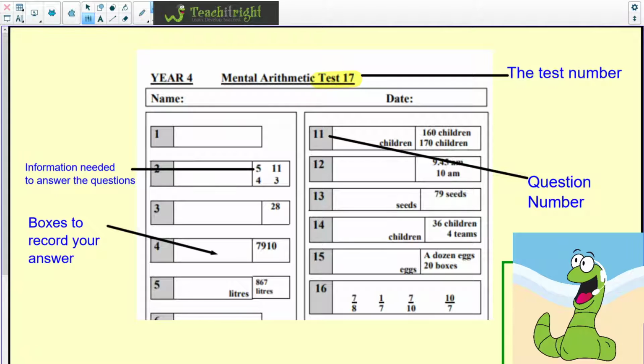Question 11. 160 children visited the cinema on Saturday and 170 children went on Sunday. How many went at the weekend altogether? 160 children visited the cinema on Saturday and 170 children went on Sunday. How many went at the weekend altogether?